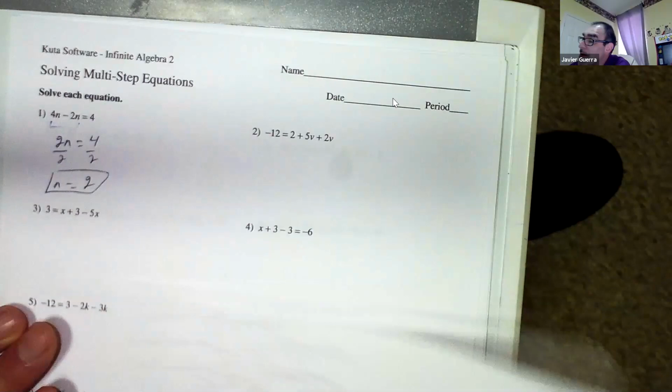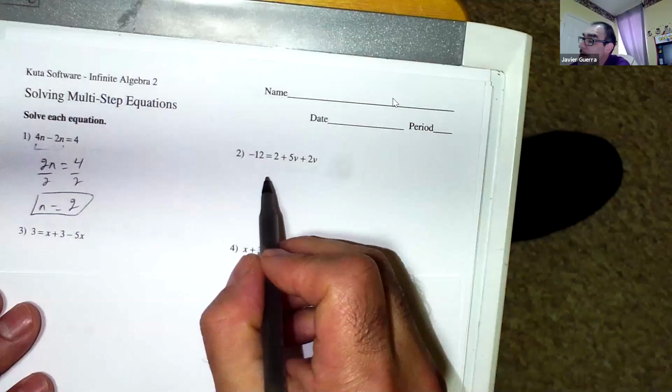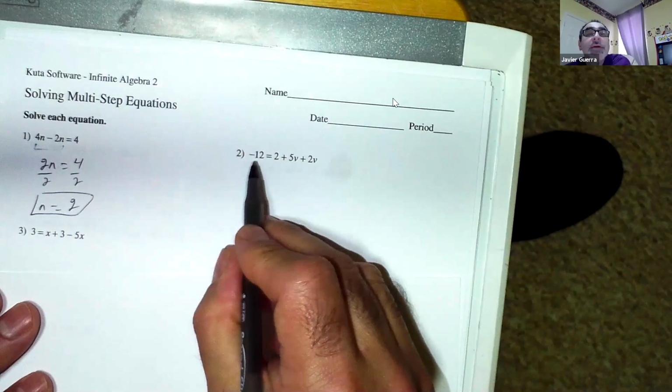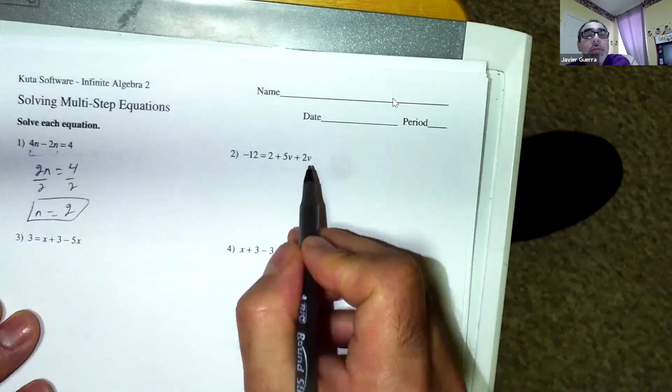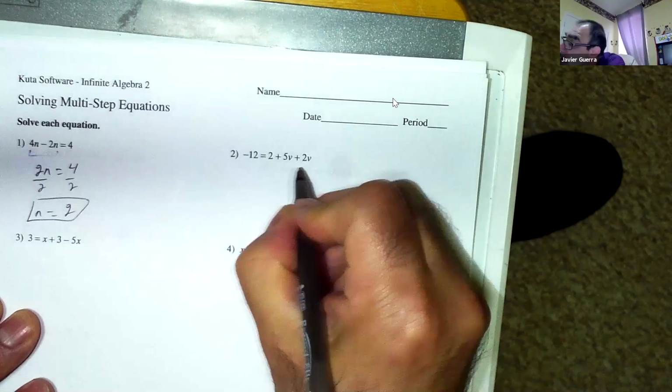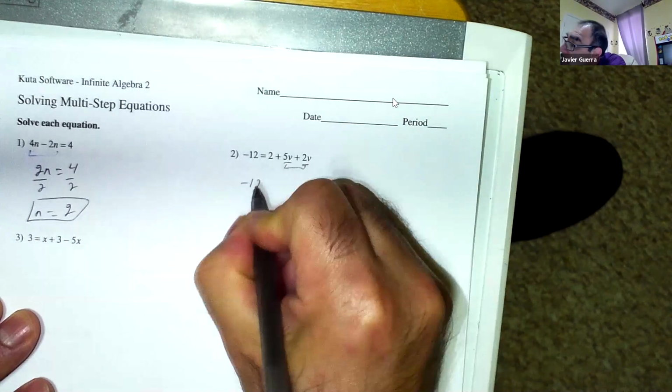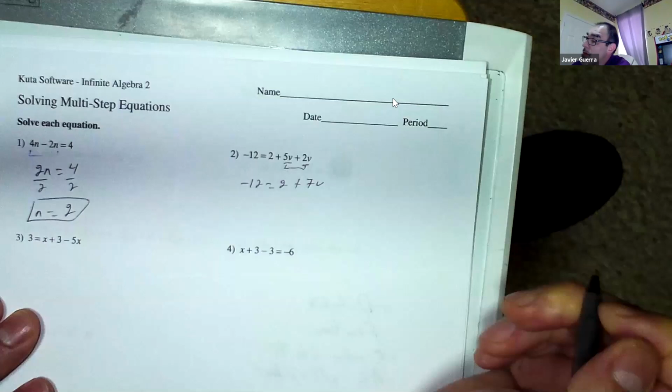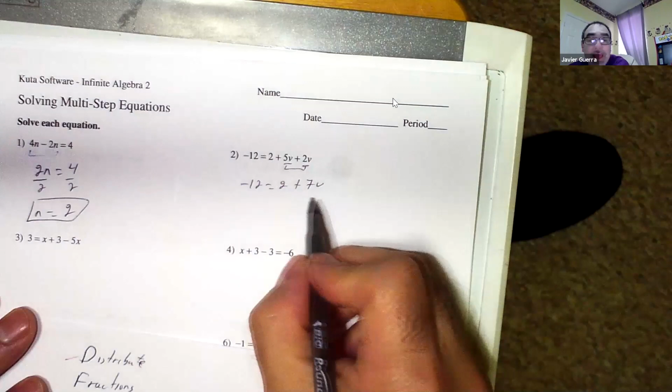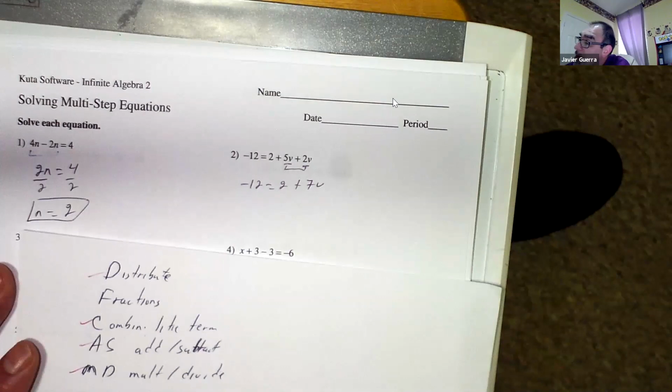All right. Number two, a little bit more complicated. What you want to do is look on each side of the equals. There's nothing that I can do on the left, but is there anything that I can do on the right side? Combine like terms. That's right. So we can combine these like terms. That would give us 7V, right? And then I want to get this V term by itself. This is where you're going to be using your add and subtract move. So I'm going to subtract 2 from both sides.